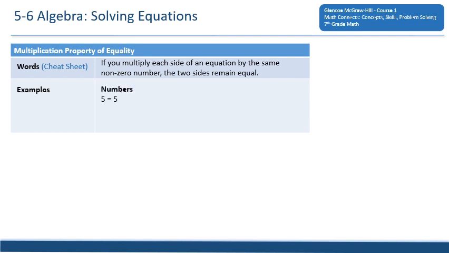Examples, in numbers, if 5 equals 5, which last time I checked it did, I can multiply it times any number, as long as I multiply that number on both sides, it will remain equal. So 5 times 2 equals 5 times 2, so 10 equals 10. In algebra, if I have x over 2 equals negative 3, I can multiply both sides by 2, and it remains equal: x equals negative 6.